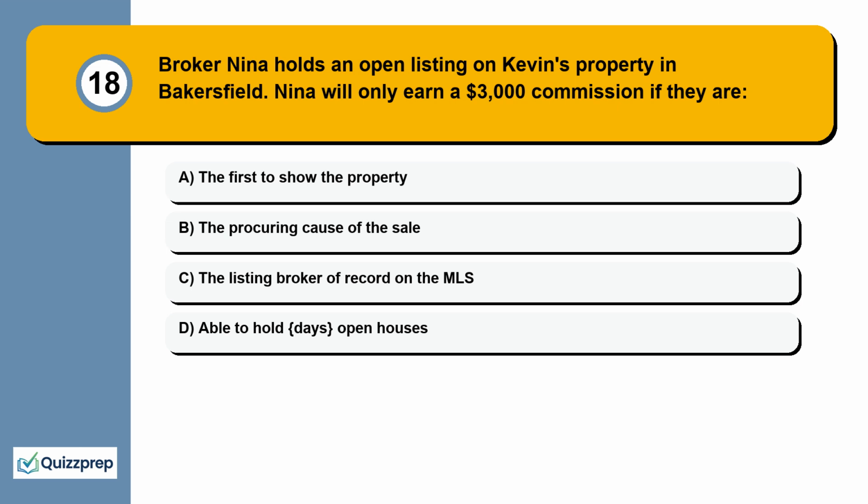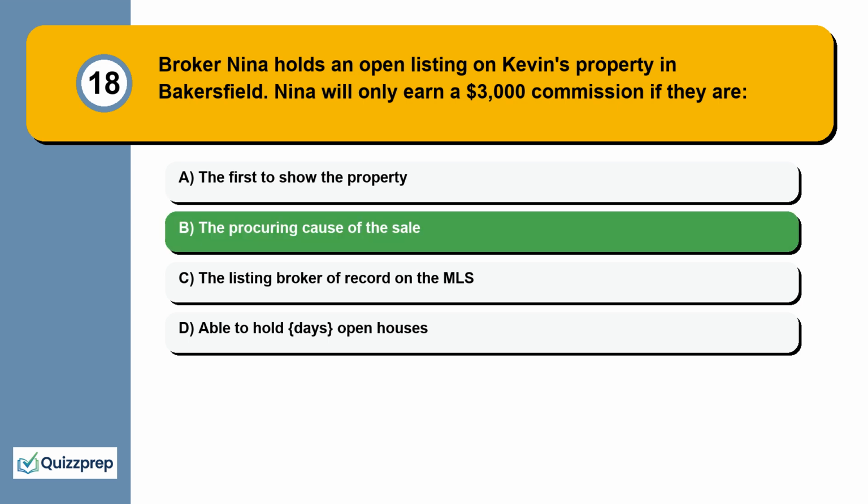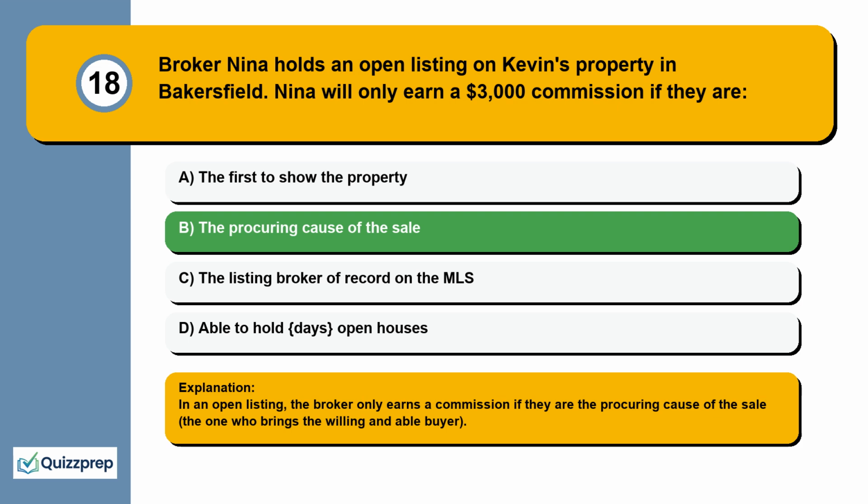Question 18. Broker Nina holds an open listing on Kevin's property in Bakersfield. Nina will only earn a $3,000 commission if they are the first to show the property, the procuring cause of the sale, the listing broker of record on the MLS, able to hold days, open houses. In an open listing, the broker only earns a commission if they are the procuring cause of the sale, the one who brings the willing and able buyer.